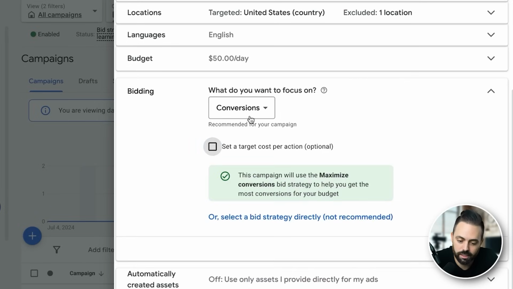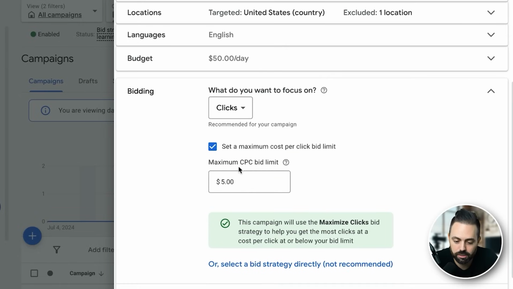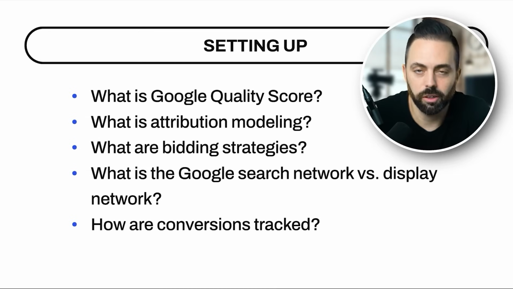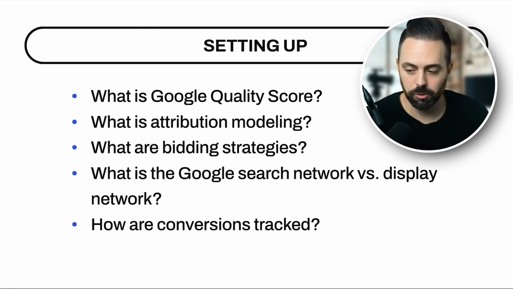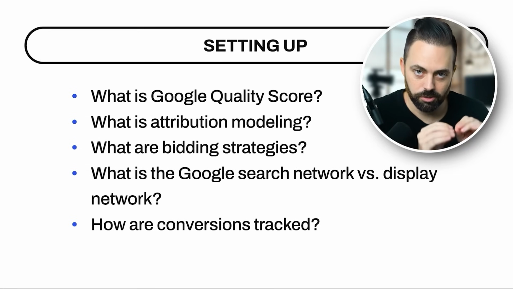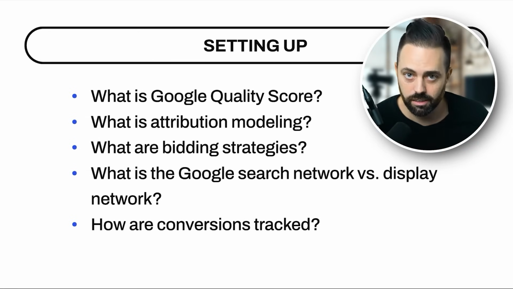So there's a lot of little nuanced things to the settings. For our purposes, we start with maximize clicks, and we can set a maximum CPC bid limit if you just want to play it safe. So again, then the Google search network versus display network. The search network is literally Google search, the search engine results page. Display network is all kinds of banner ads.